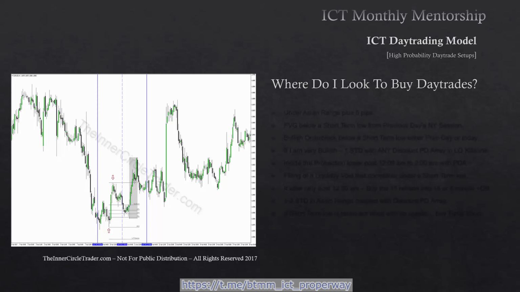Now, where do I look to buy for day trades? I like buying under the Asian range plus 5 pips for the spread. I like looking for fair value gaps below a short-term low from the previous day's New York session. In other words, after New York opens up, I'm looking for short-term lows that formed going into the close of the start of a new day, 0 GMT. I look back in the previous day's range. In the New York session, generally you're going to find a low. And if we can drop down into that in London, I'll look for those sell stops to be triggered, and then I'll go long from that.